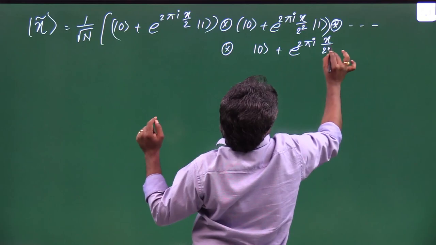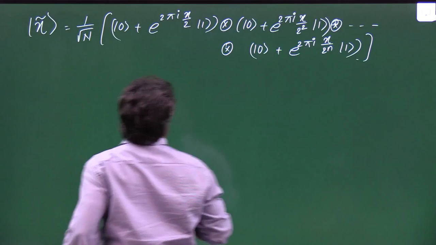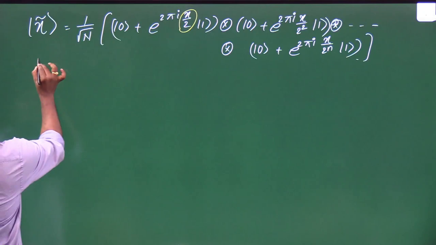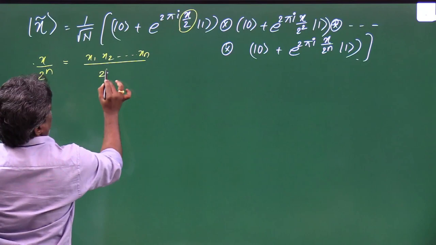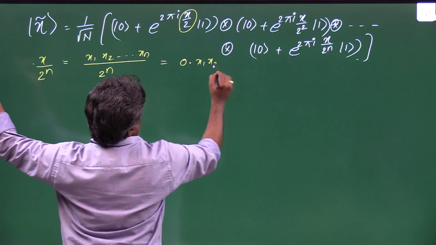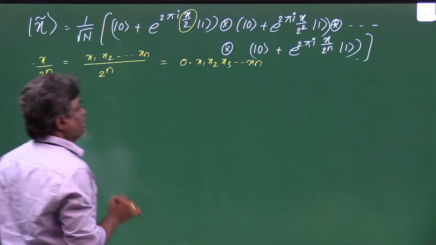That's it. Right. Now, we got it out. What is this? Okay. Now, earlier we have already shown this. x by 2 power n is nothing but x1, x2, so on, xn by 2 power n. This is nothing but point x1, x2, x3, so on, xn. Is it clear? Right.